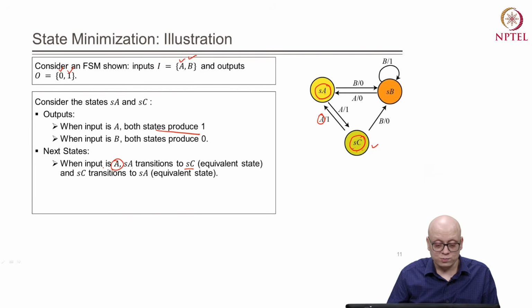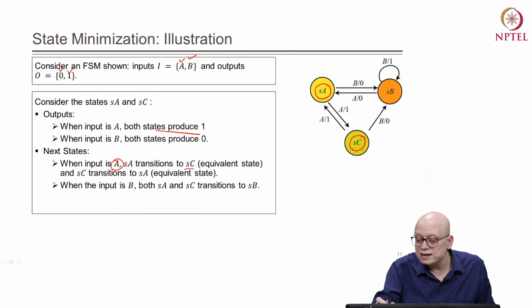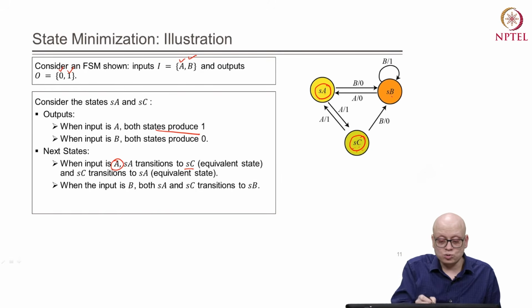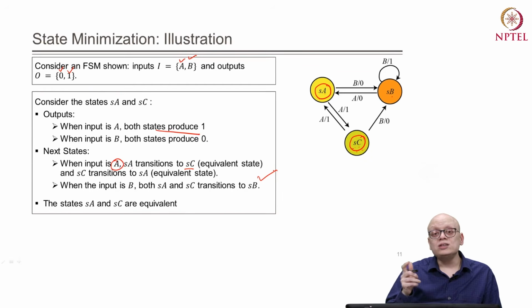What about when the input is B? If the input is B, then SA is going to SB and SC is also going to SB, right. So, both SA and SC are transitioning to the same state SB, and therefore the next state condition is also satisfied, and therefore these two states are equivalent, right.